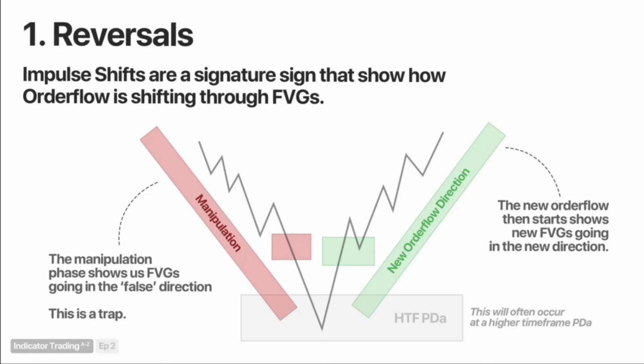Just want to make sure we're on the same page here, okay? Because you'll hear me use those terms a lot. Discount arrays and premium arrays. Again, discount support, premium resistance. So again, we want to be looking for that new order flow leg displacing higher. That new order flow leg would start showing new fair value gaps going in that new direction. We confirm that impulse shift, and essentially we have confirmed a potential reversal and an entry.